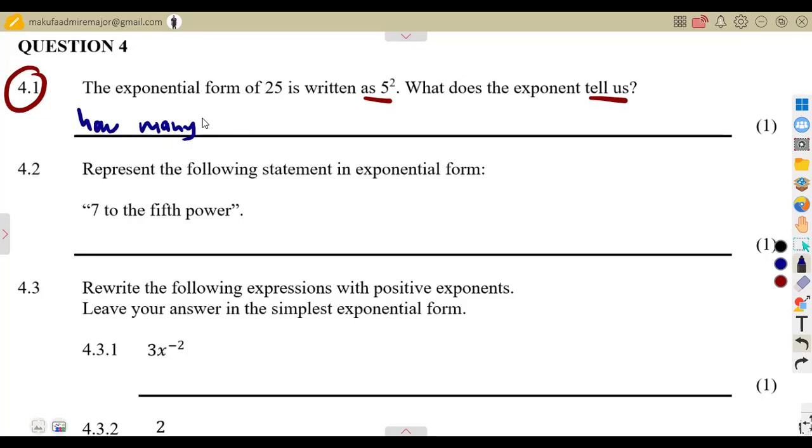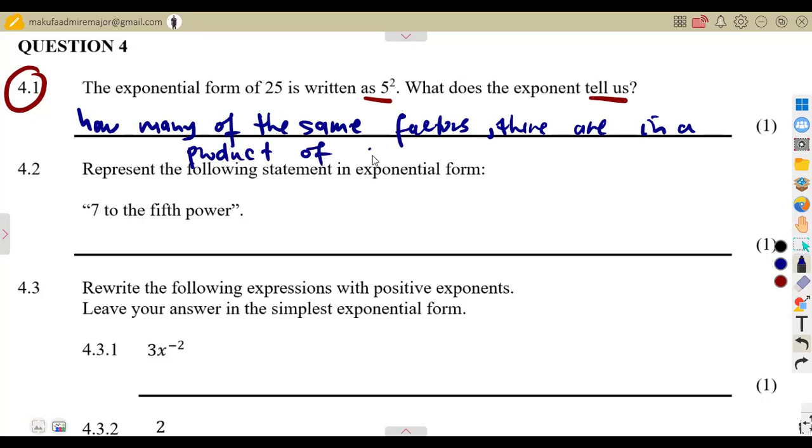So you can just have it this way. How many of the same factors? These are the same. Remember, 5 times 5. Same factors. Okay. They are in a product. That is in a product of 25. So how many? It's just 2. 5 times 5. 5 squared.